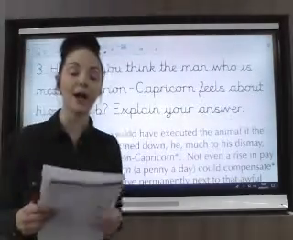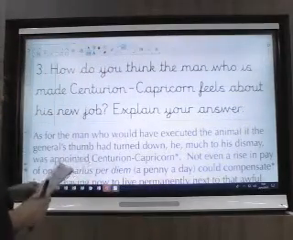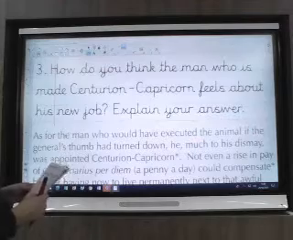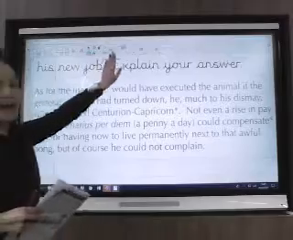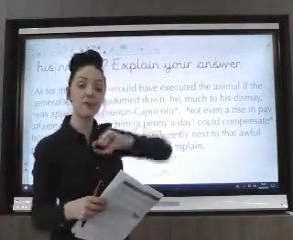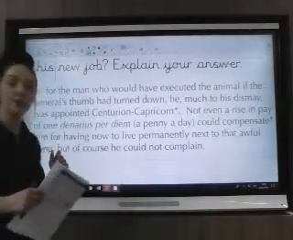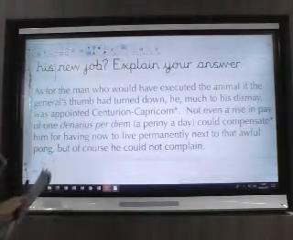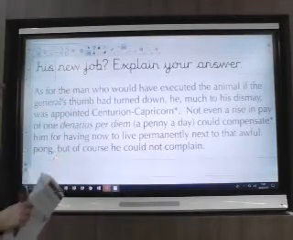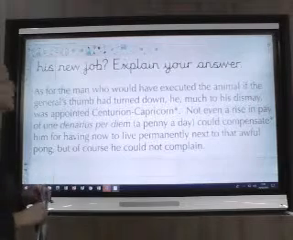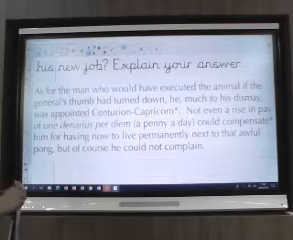I want you to have a go at question 3. So question 3 says, how do you think the man who is made Centurion Capricorn feels about his new job? And then it says, explain your answer. That means you've got to use some evidence from the text. So I've snipped the bit that I think you will need to help you answer this question. So let's have a look. So it's the bit we've just read. So it says, as for the man who would have executed the animal if the general's thumb had turned down, he, much to his dismay, was appointed Centurion Capricorn.